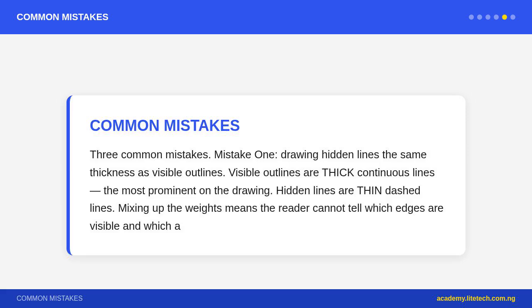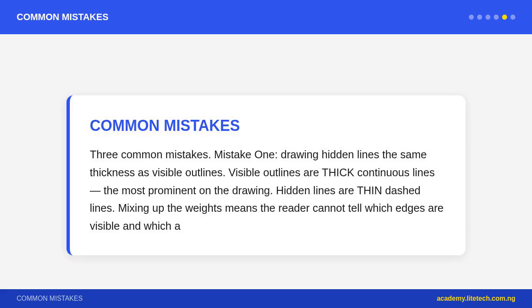3 common mistakes. Mistake 1. Drawing hidden lines the same thickness as visible outlines. Visible outlines are thick continuous lines, the most prominent on the drawing. Hidden lines are thin dashed lines.